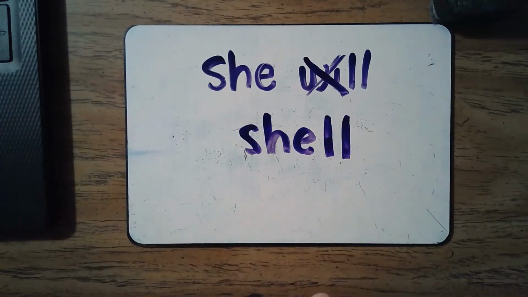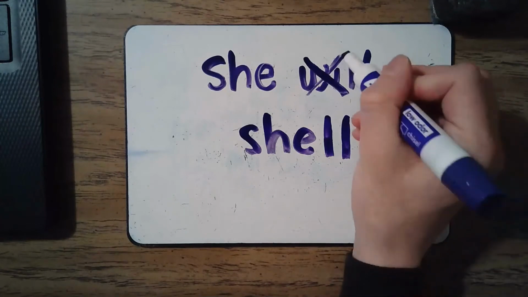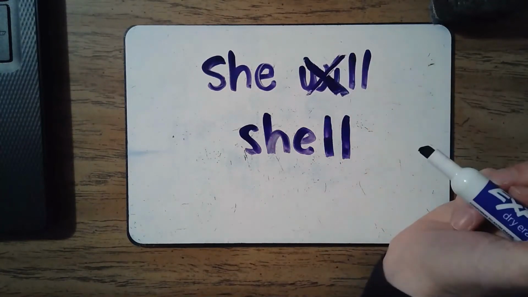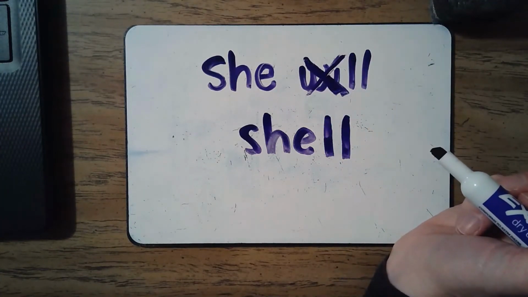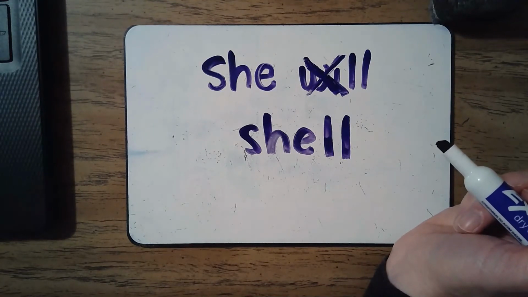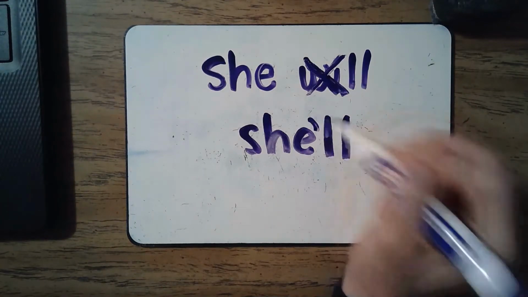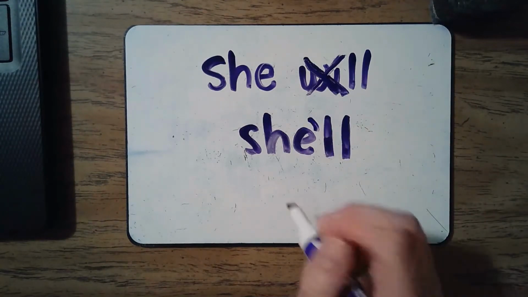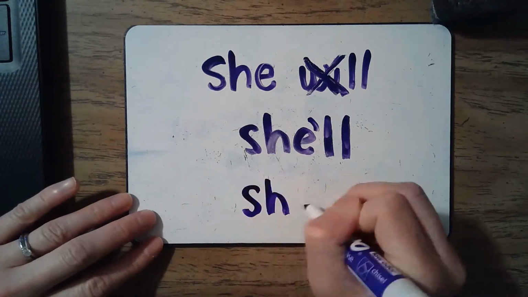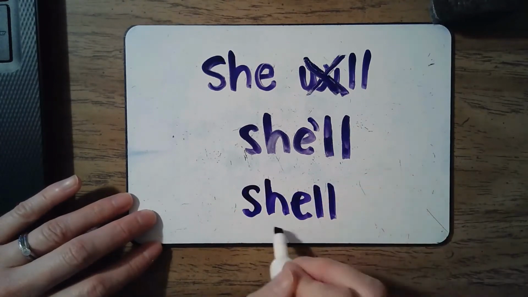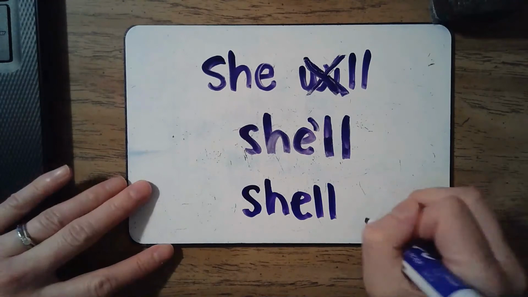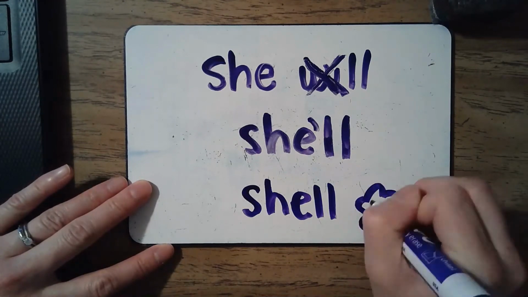Oops, I forgot something. I got rid of some letters, so I need to show that I got rid of those letters by adding a special punctuation mark, an apostrophe. So if I add an apostrophe, I'll get she'll. Let's take a peek. Before I added an apostrophe, do you know what that word is? Something you would find at the ocean.